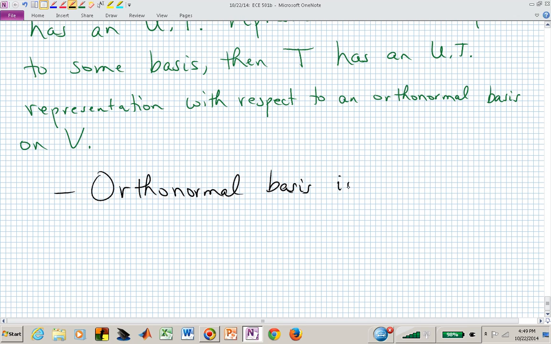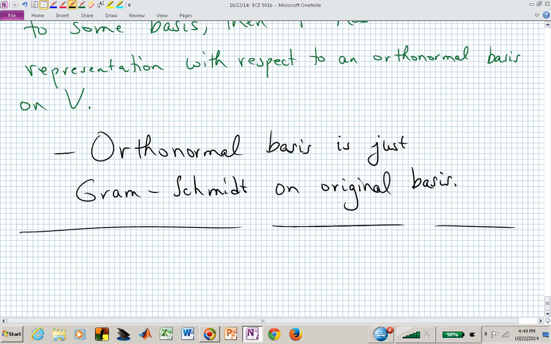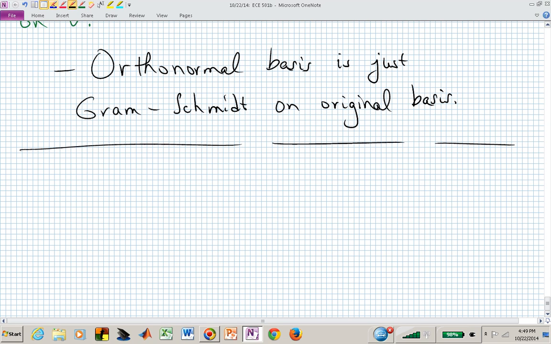The orthonormal basis is just Gram-Schmidt on the original basis. So you pick one of the vectors and you normalize it. Then you just start removing pieces in order to create an orthonormal basis from the original basis vectors. And you preserve the upper triangular structure of that linear operator.